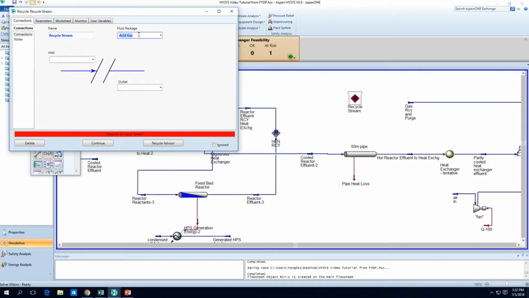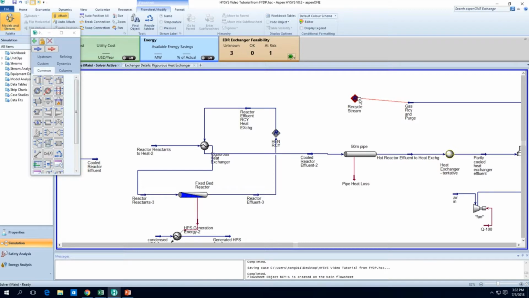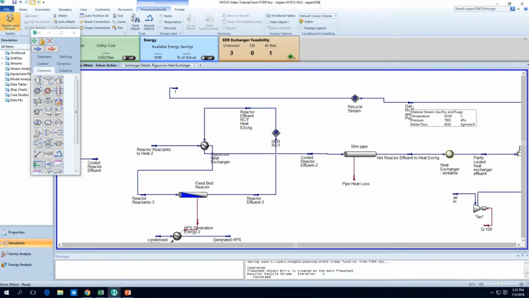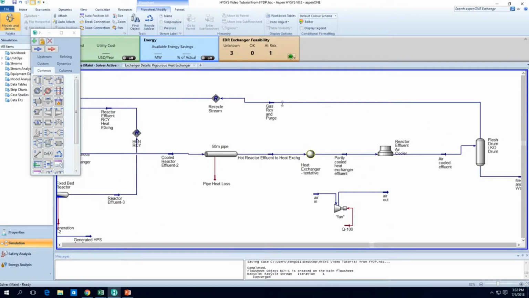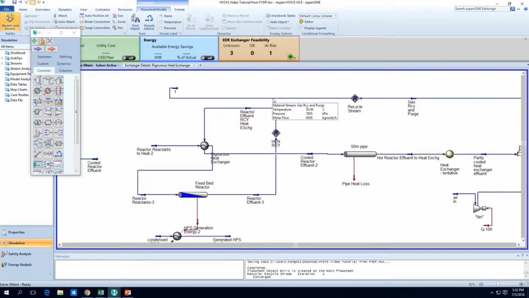The fluid package used will be Peng Robinson. Okay, I just assume for now there's no need to purge. But the minute that there are inerts in there, you have to purge some of the recycle stream so that you don't have an inert buildup in your system.